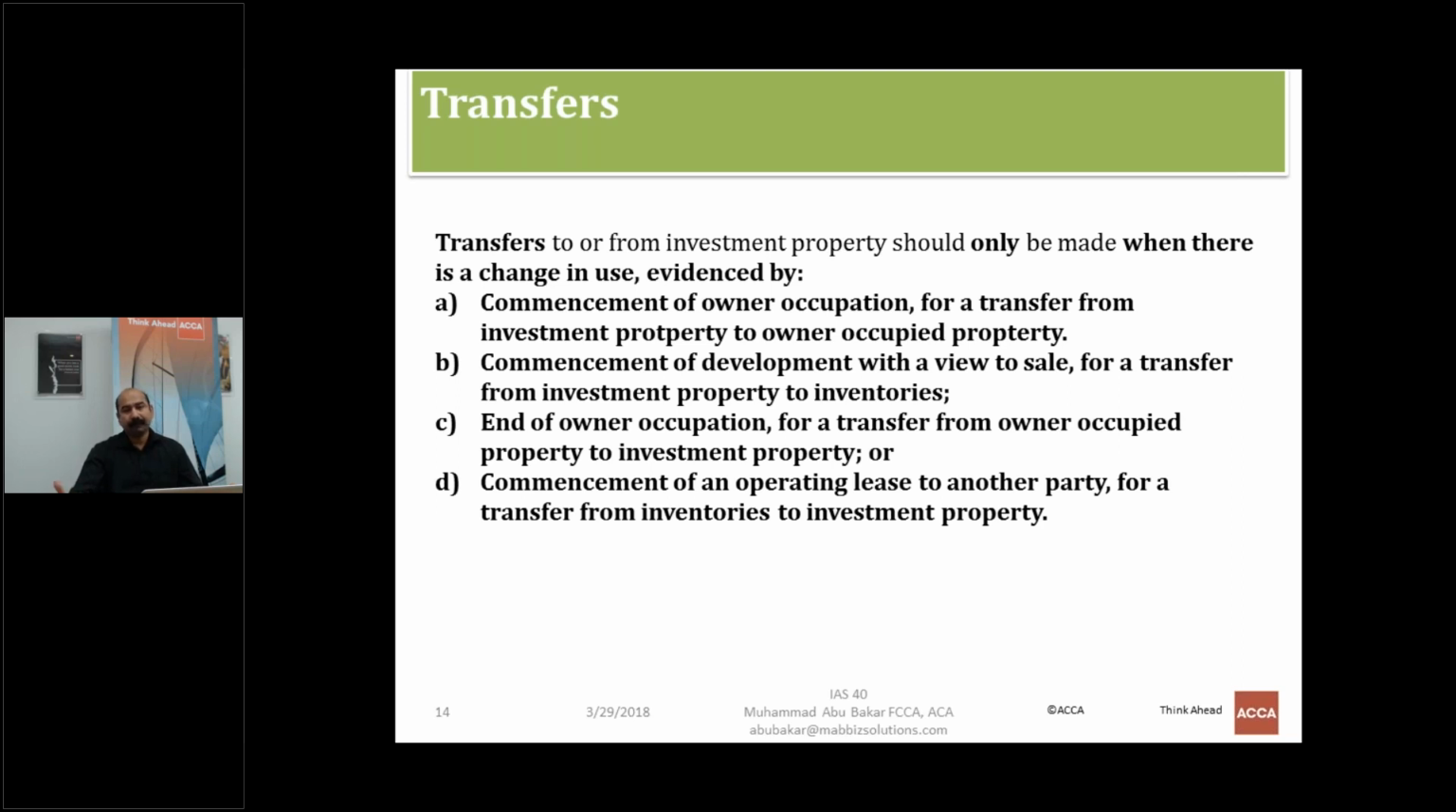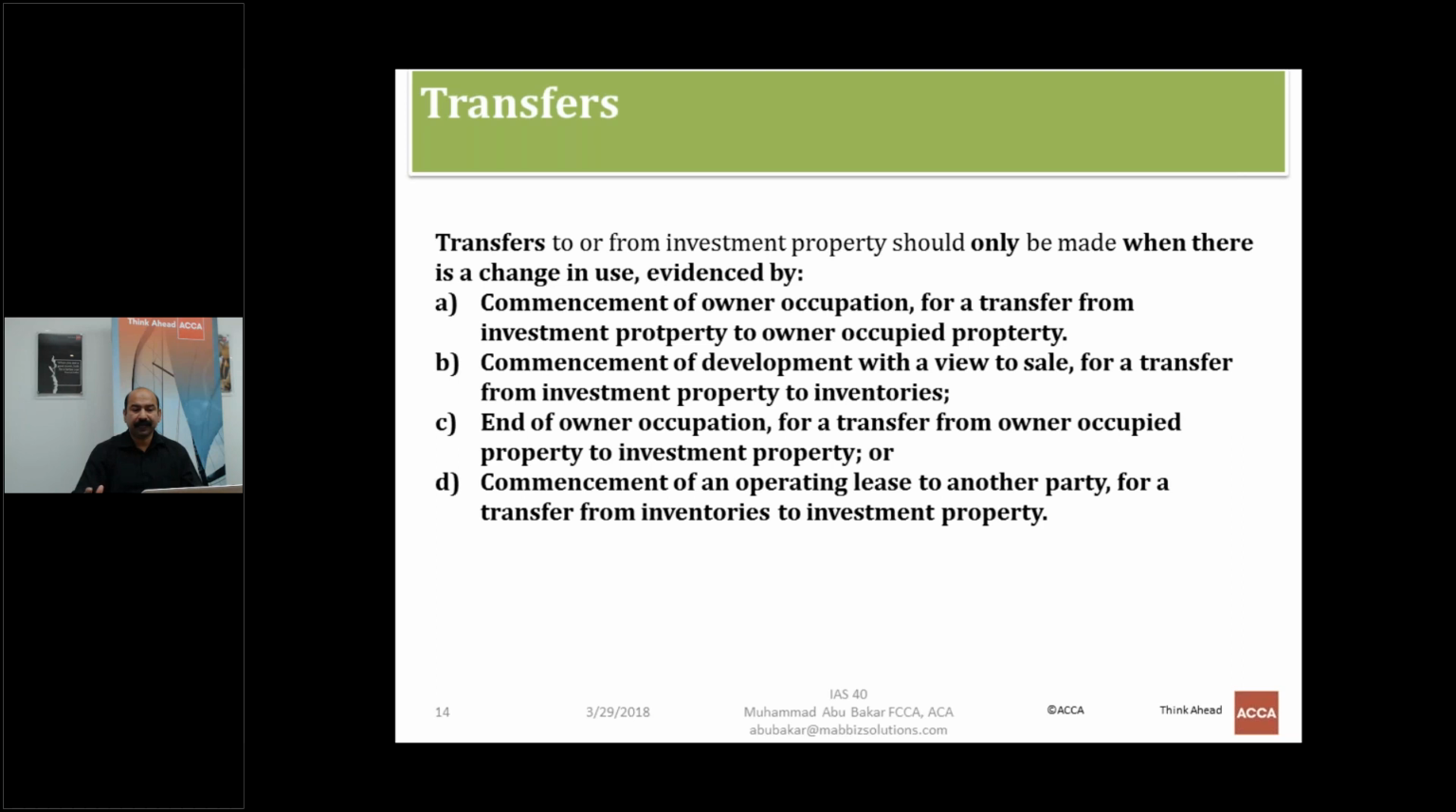Like you rented a building, now you have decided and started using that building as an owner occupied property for your business, for your office, for supply of goods, for supply of services, or for the production purpose. Then is commencement of development with a view to sale for a transfer from investment property to inventories.